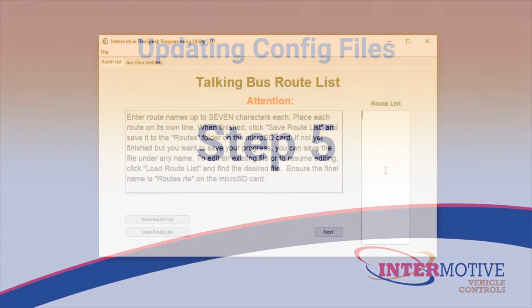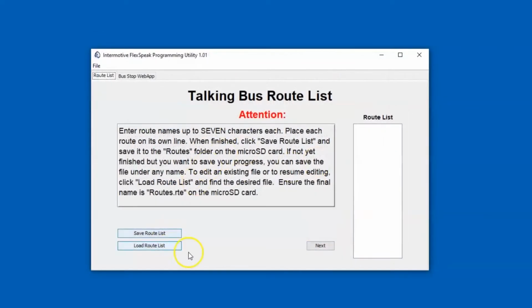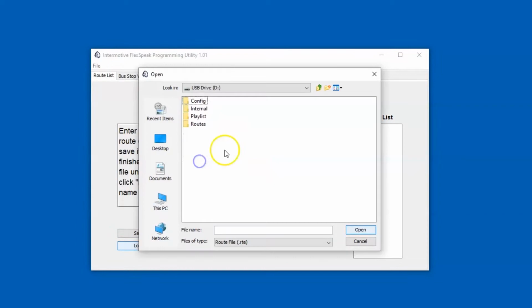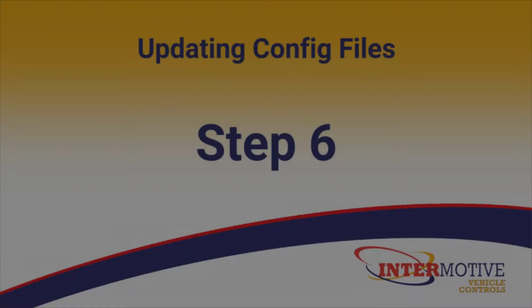Step 5. You can either create a new route list or load an existing route list. To create a new route list, type in the route names in the box on the right-hand side and save the list. To load an existing route list, click on the Load Route List button. For either option, please ensure the special route is always listed last. Press the Next button to proceed.